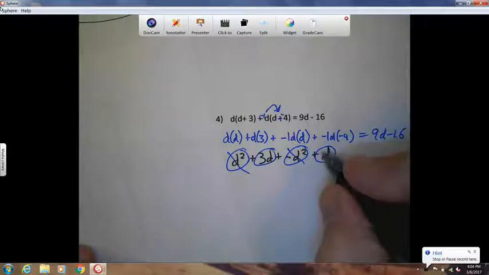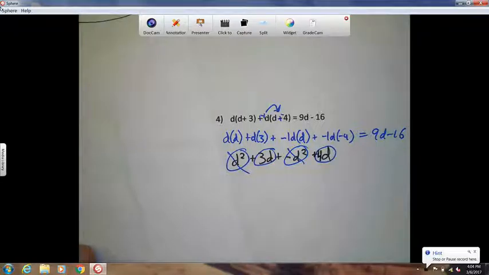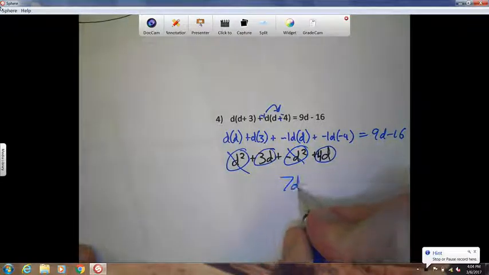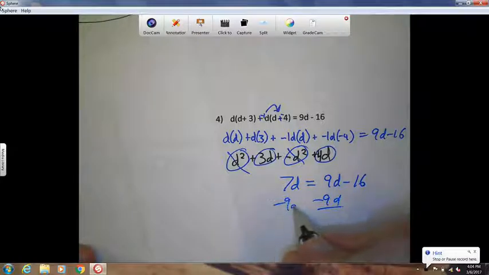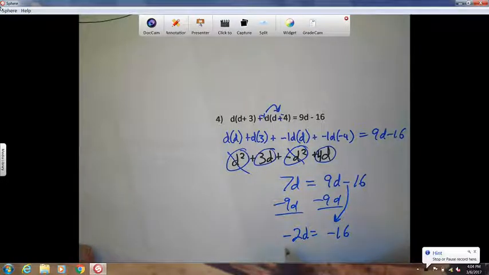So we have 7d equals 9d minus 16. Hopefully you know how to solve from here. So I'm going to subtract 9d on both sides. So negative 2d is equal to negative 16. Make sure you bring down that minus. And then divide both sides by negative 2. So d is equal to 8.